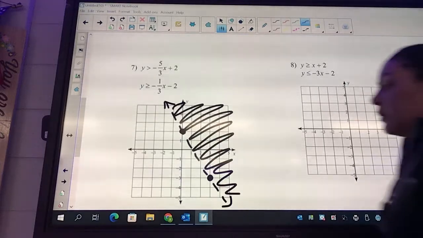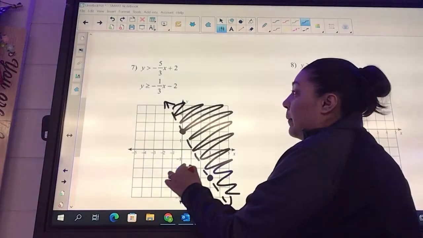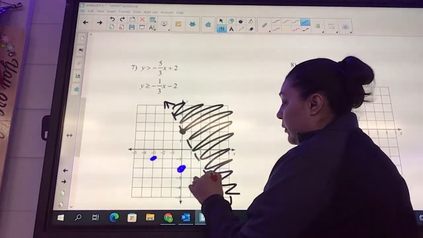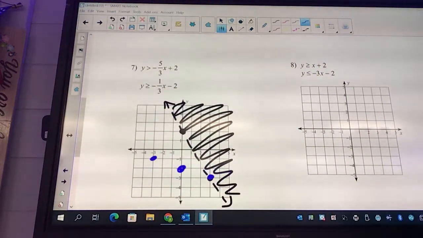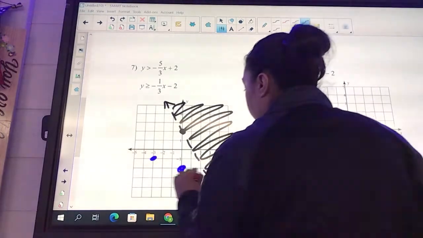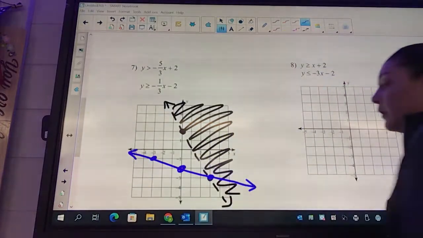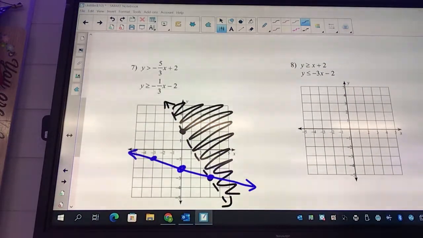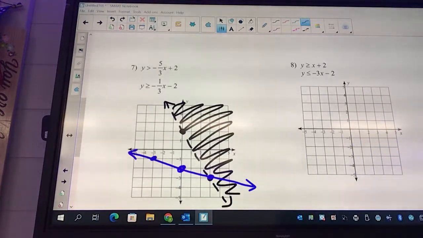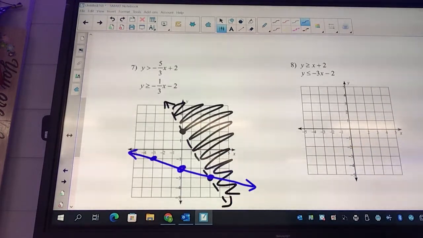Line 2 starts at negative 2. My slope is up 1 over 3, or I could go down 1 over 3. Should that be a solid or a dotted line? Solid line. And then I got y is greater. So where am I going to shade? Above or below? Above.